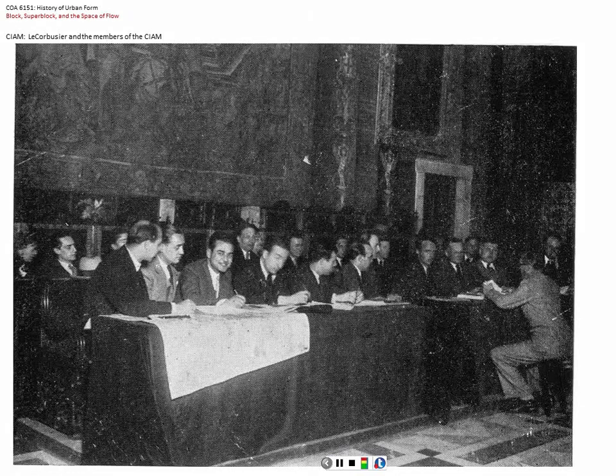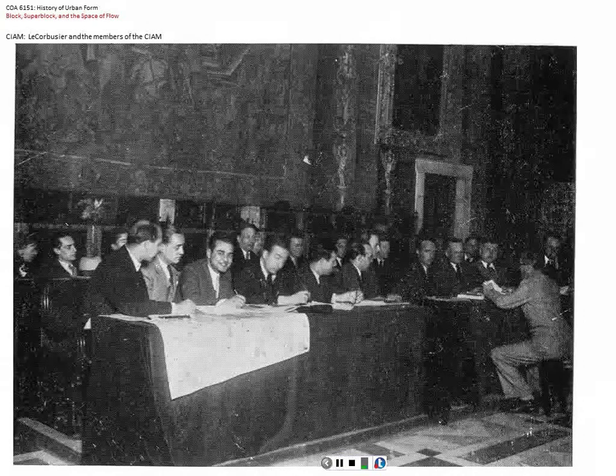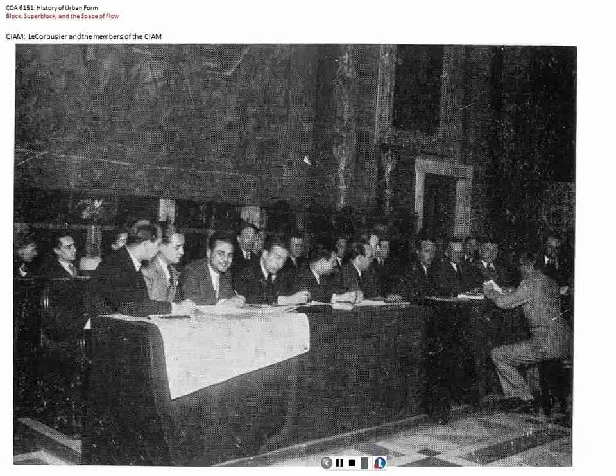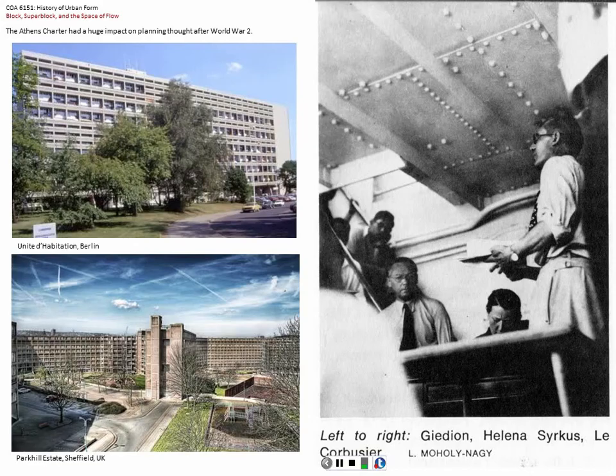This is actually the Congress of International Architects Modernes, or CIAM. And there we see Le Corbusier and his disciples. Kind of looks like the Last Supper or something, doesn't it? They're all sort of very happy to be there, you know, in the presence of a great man and signing their names to this manifesto. Well, the influence of this simply cannot be underestimated. There were entire generations of architects who were influenced by this, taught by many of these people.